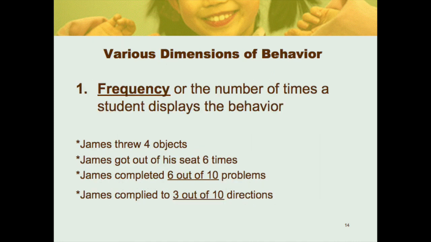In order to select the proper data collection system, we must go over the various dimensions of behavior, the first of which being frequency, or the total number of times a student displays the behavior. For example, James threw 4 objects, James got out of his seat 6 times, completed 6 out of 10 problems, or followed 3 out of 10 directions. It's basically a total tally of how often it occurred.